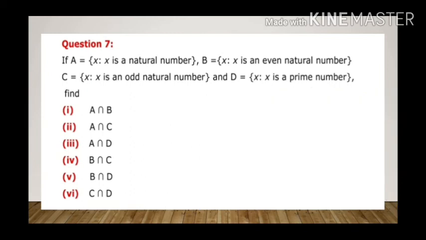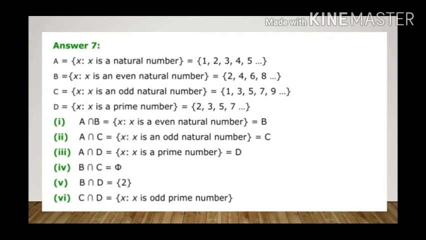In this way, all these justifications are given here. A intersection B will be the B set, A intersection C will be the C set, A intersection D is the D set, B intersection C is phi, B intersection D is the singleton {2}, and C intersection D is the odd prime numbers.